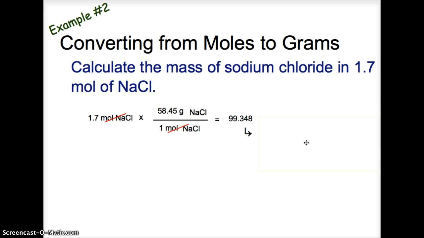You do the work and the calculator reads 99.348 grams, but you cannot report all of those digits because you started out with only 2 sig figs. And so you would report 99 grams of NaCl.